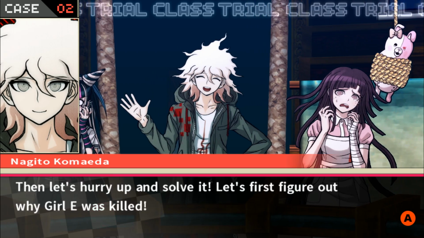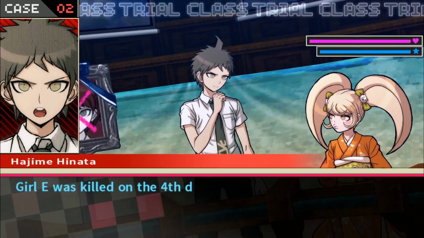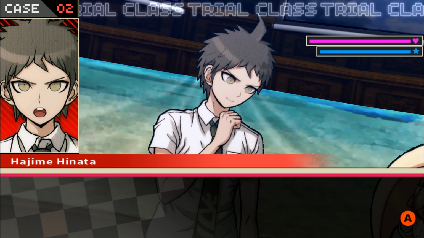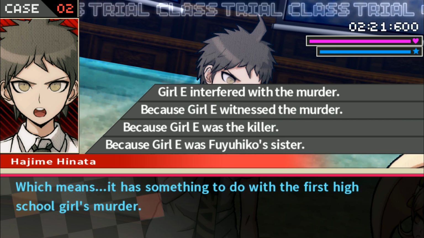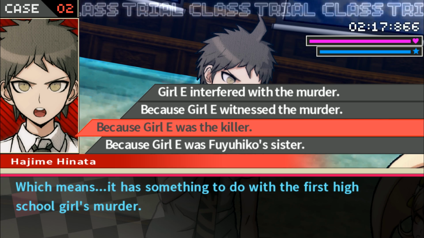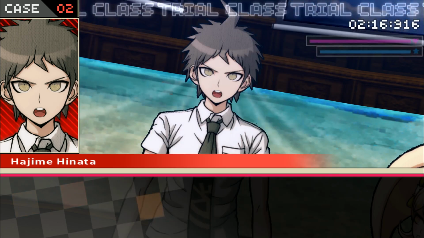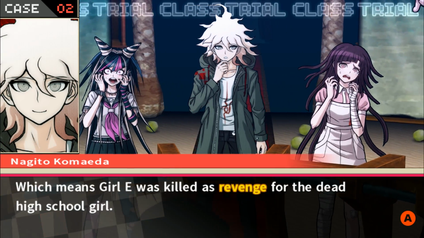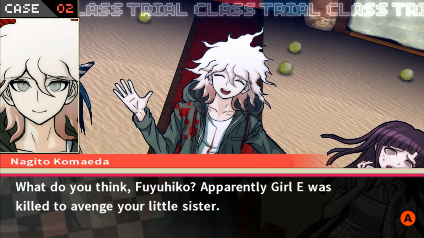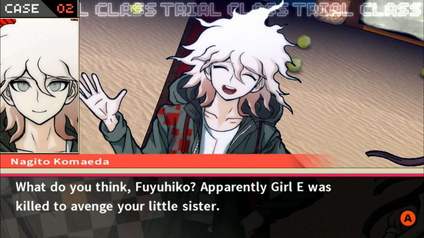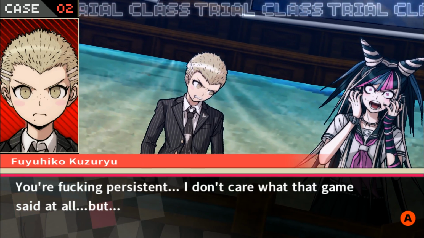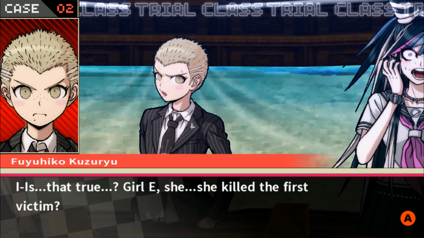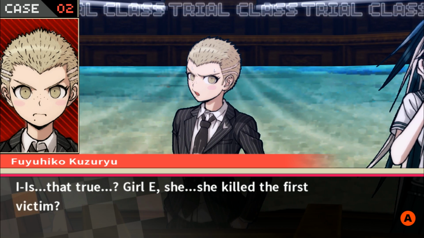Let's first figure out why Girl E was killed. I see! The reason Girl E was killed is because she killed the first victim in the game. Which means Girl E was killed as revenge for the dead high school girl. What do you think, Fuyuhiko? Apparently Girl E was killed to avenge your little sister. You're fucking persistent. I don't care what that game said at all. But... Is that true? Girl E, she killed the first victim?